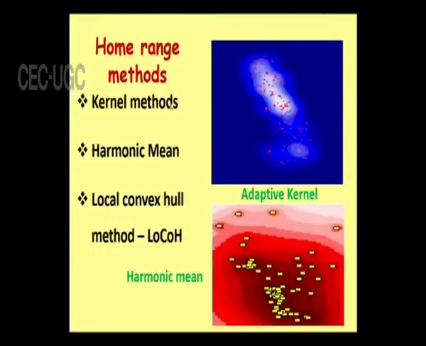The kernel method. In the kernel method, wherever the density is more, the light intensity is somewhat bright, and where it is sparse, the intensity gradually decreases. And another method, the harmonic mean method. So, all these are different methods for finding the habitat. Here also the density is more, and therefore it is dark red, and the intensity of the color gradually decreases. So, we are using different methods for finding the habitat.